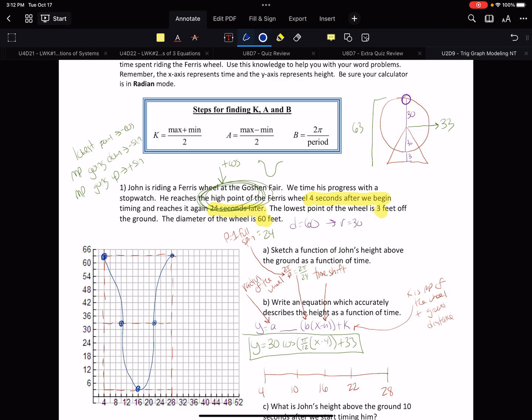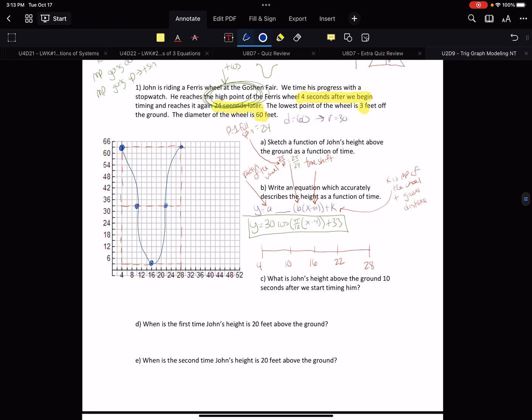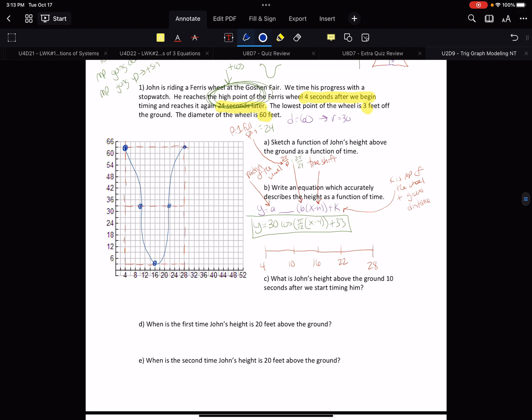Now, this is something that we could work with on our calculator. So our calculator can do this problem for us and help set us up so we can figure this out. Because there's some follow-up questions down here. So like the question, all right, what is John's height above the ground 10 seconds after we start timing? So if we're talking about 10 seconds later, we're going from 4 to 14. So on the graph, we could visually see at 14, we're about there. But we need an actual answer. And we can use our calculator to help us out with that.